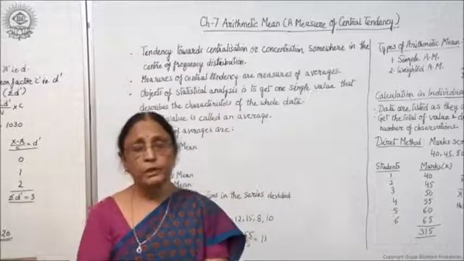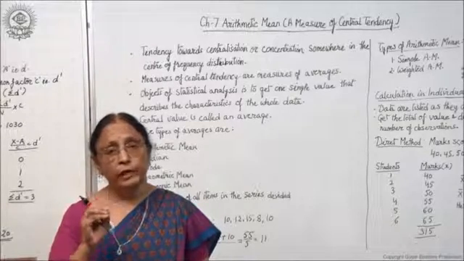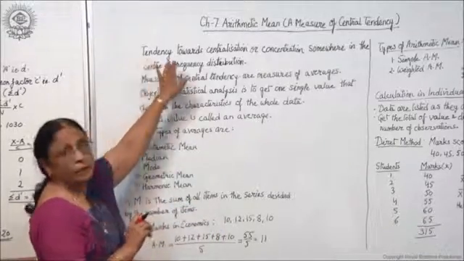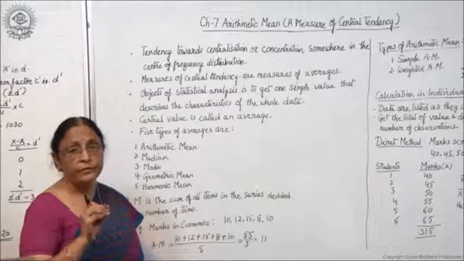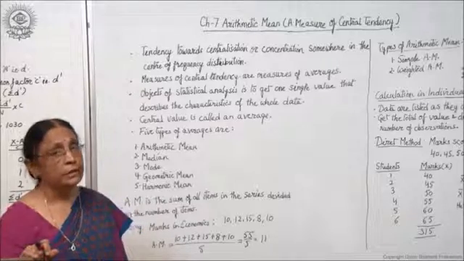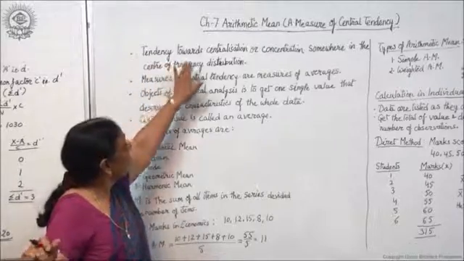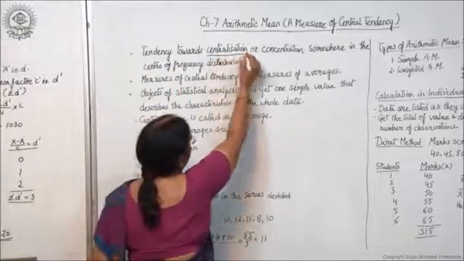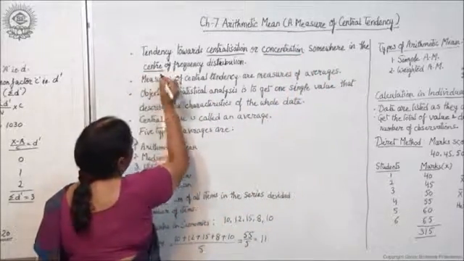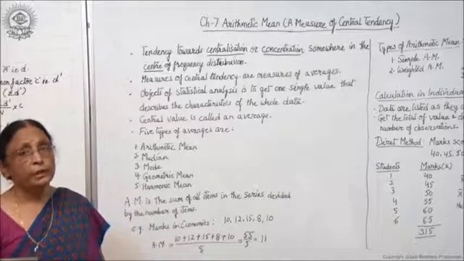Whatever frequency distribution you show with the help of data, the central value of that frequency distribution will be known as central tendency. The central value which will depict the whole data will be known as central tendency. So what is central tendency? It is a tendency towards centralization or concentration somewhere in the center of a frequency distribution. So this is the meaning of central tendency.